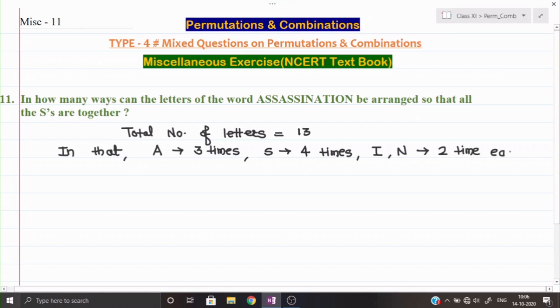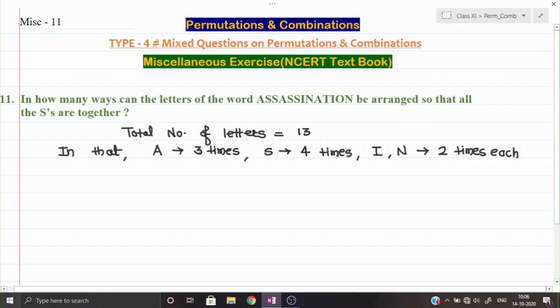So I and N come 2 times each. Here 2 plus 2 is 4, 4 plus 4 is 8, 8 plus 3 is 11, and the remaining letters are each only one. T and O are the 2 letters which come one time. So in total 13 letters are there.